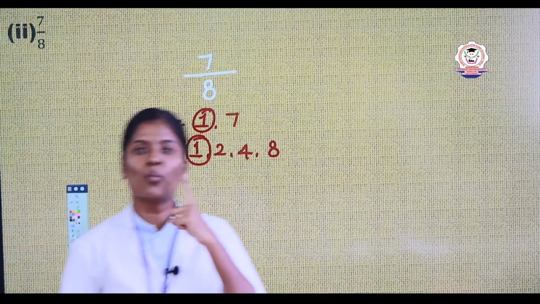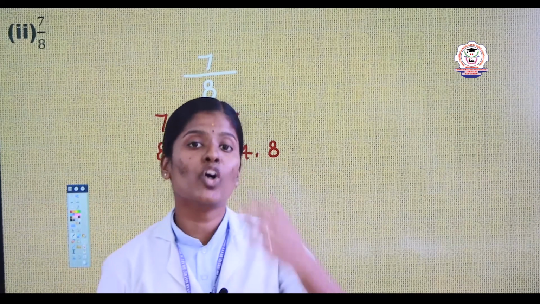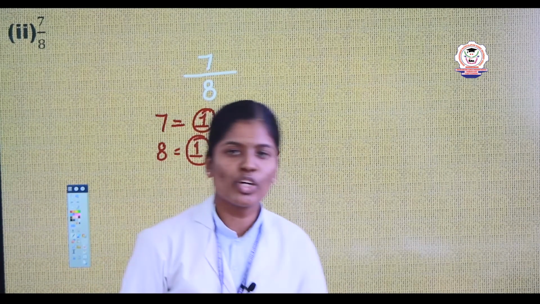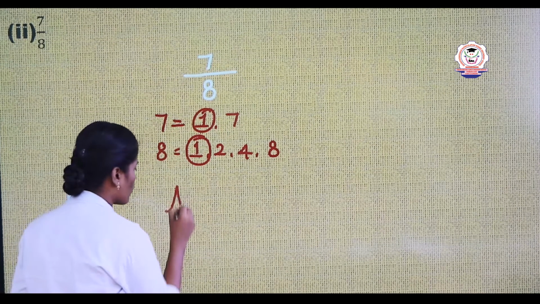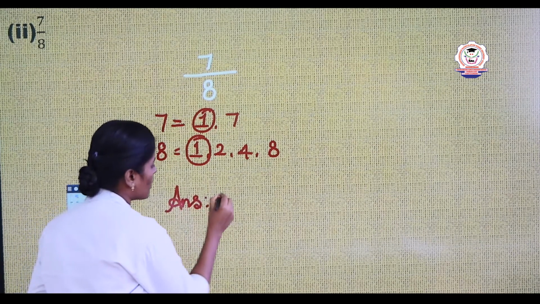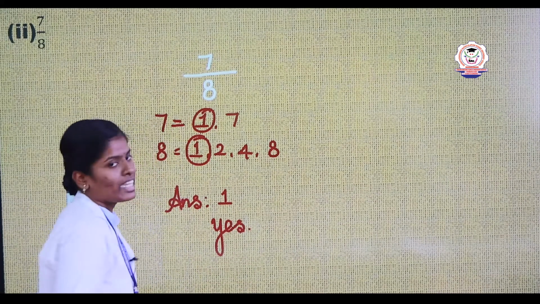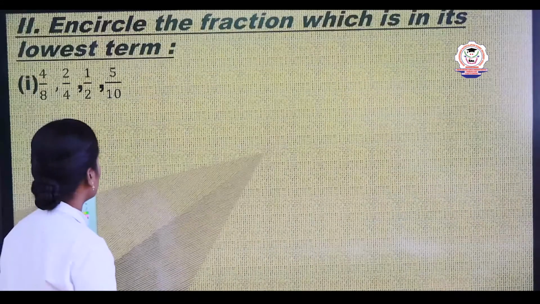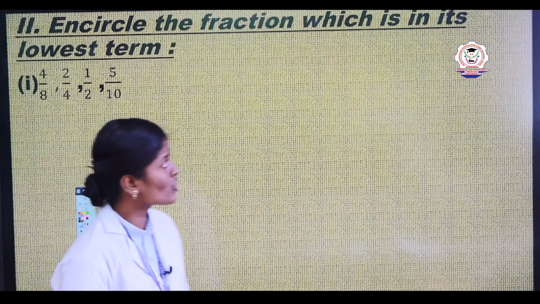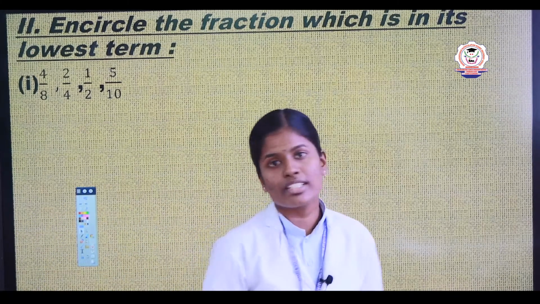Yes, we got 1. So lowest term means we need a common factor 1. Write the answer 1. And then 7 by 8 is your lowest term. So write yes. Next we have: encircle the fraction which is in its lowest term.